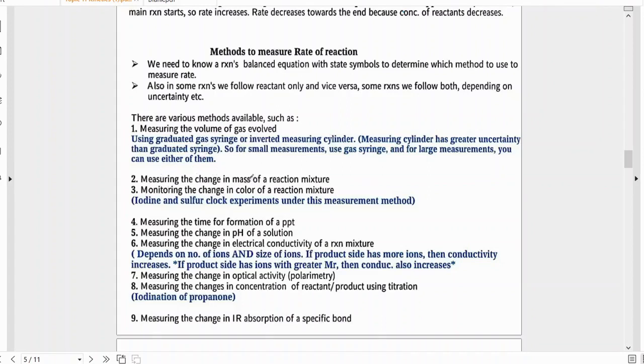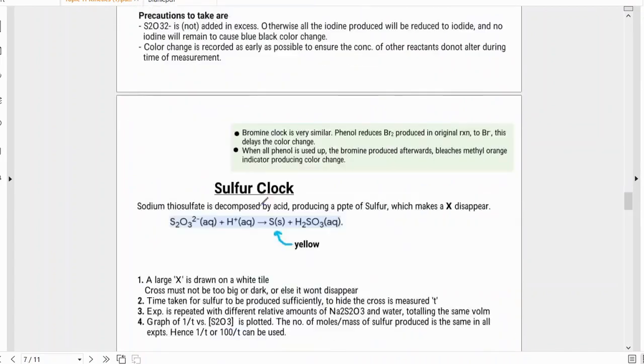Measuring the change in mass of a reaction mixture. When a gas is evolved, gas is escaping, so the mass of the reaction mixture is decreasing. We are putting the reaction mixture, let's say a conical flask, on top of a measuring balance, and as gas escapes, mass decreases, and we time it. Then the change in color of a reaction mixture: color transmittance divided by time, transmission of color using a colorimeter over time, gives us the rate of reaction. This is for iodine and sulfur clock experiments. We will read this in the next video.